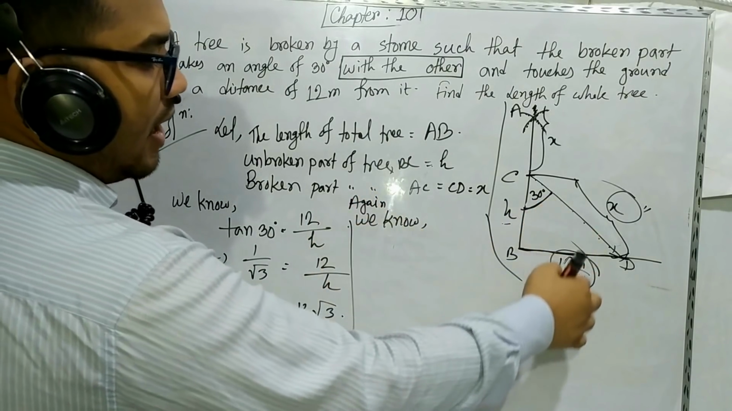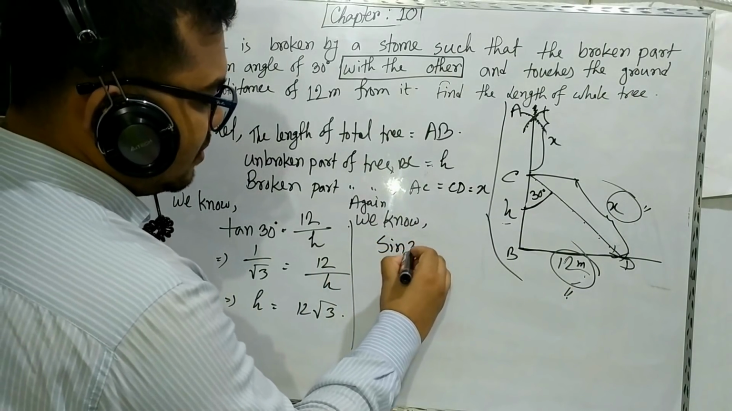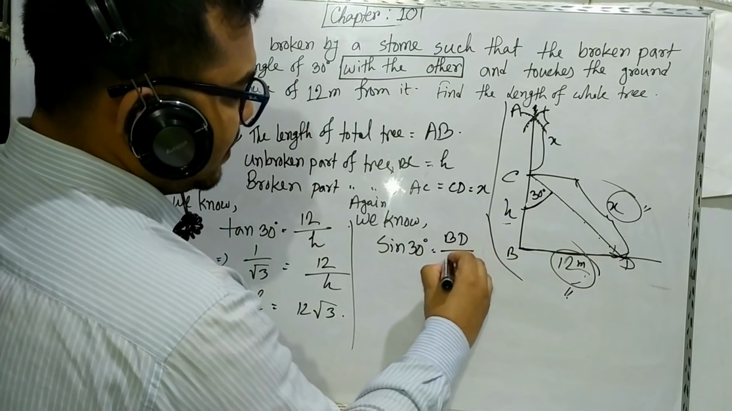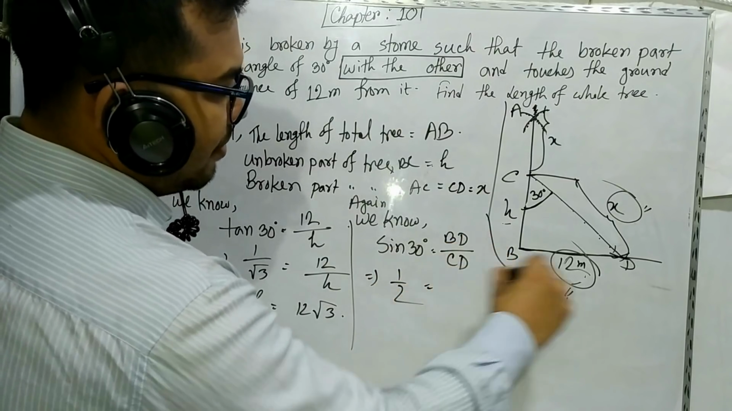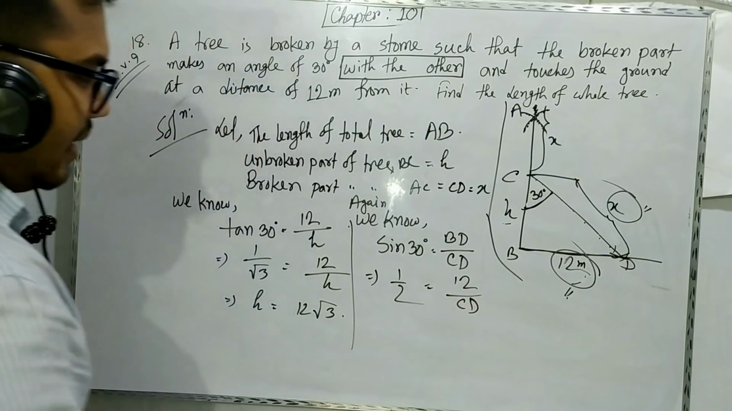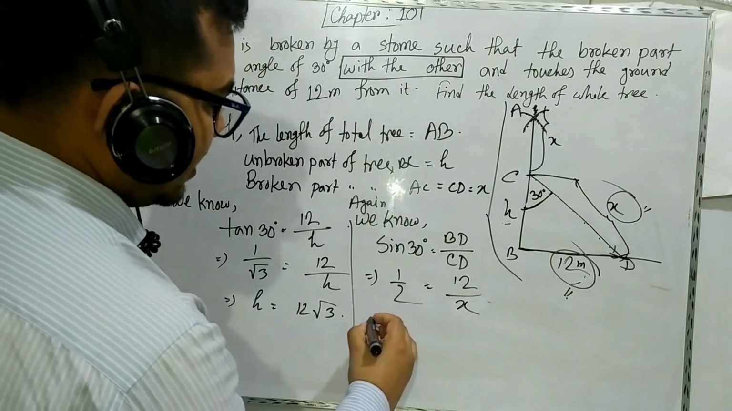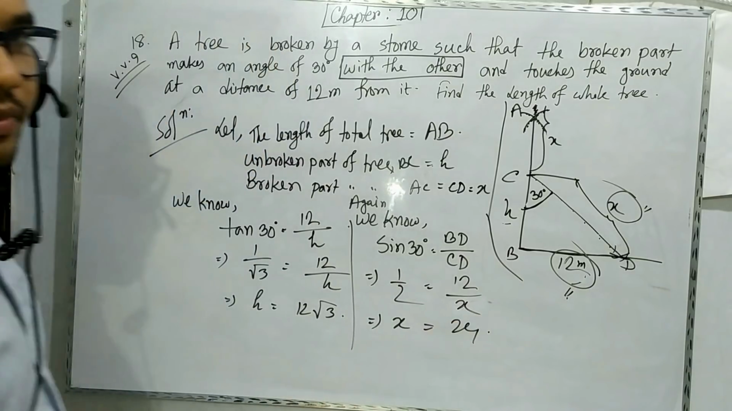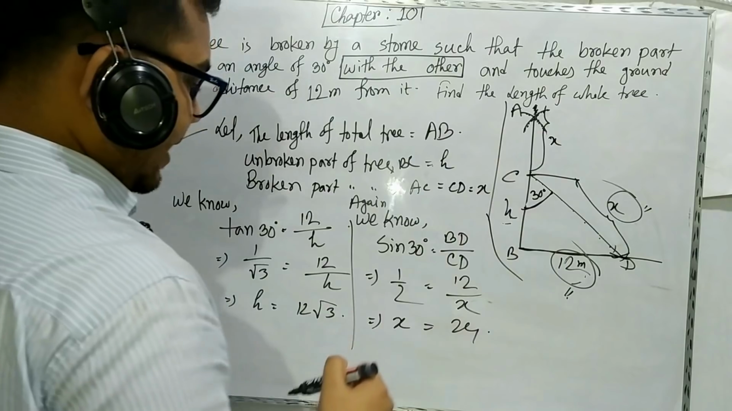Again we know height and hypotenuse, yes, sine theta. So sine theta equals height by hypotenuse, that is BD by CD. So sine 30 means half equals BD, that is 12, and CD we have to find. So CD we can say equals our x. Then x, by cross multiplication, will be 24. Here x is this and this is ace.